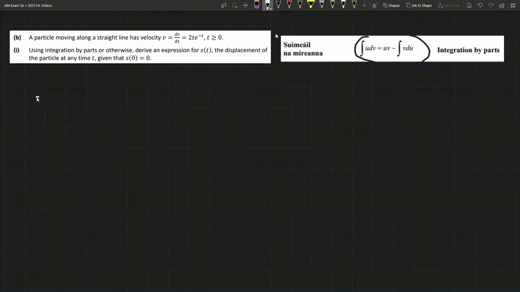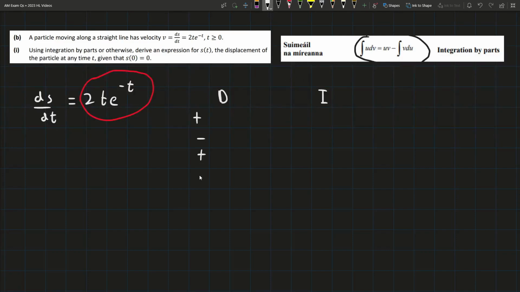So what do we have? We have ds over dt equals 2t e to the minus t. So what we're trying to integrate is this 2t e to the minus t. So what we do is we write down D, we write down I, and we write down plus, minus, plus, minus. You might need to do more, but I just do 4 usually at the start. And now we choose a part to differentiate, and we choose a part to integrate.